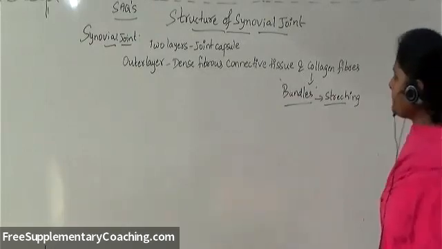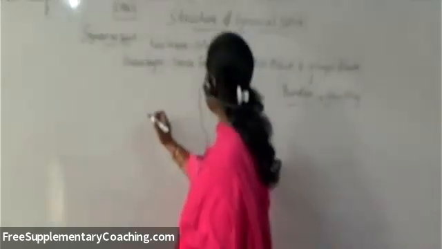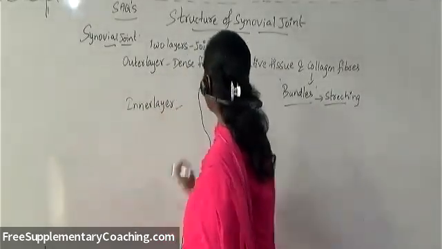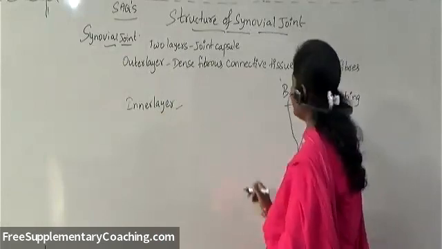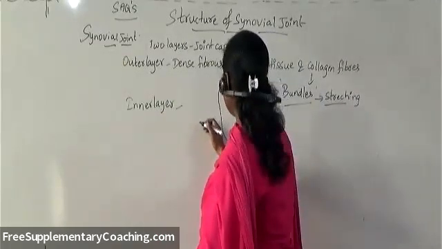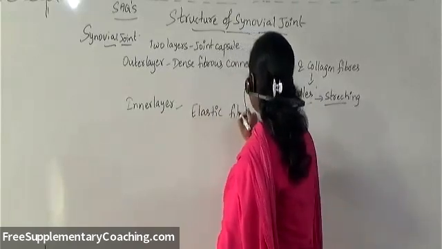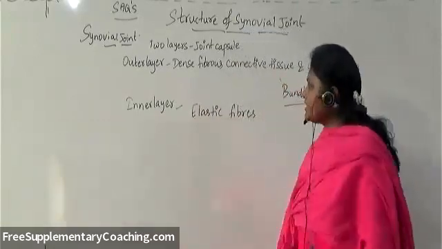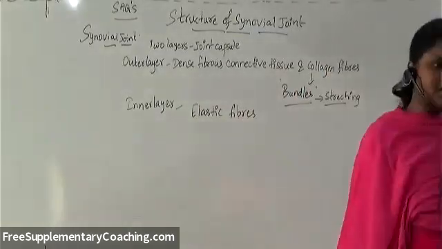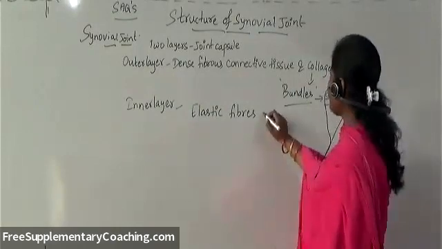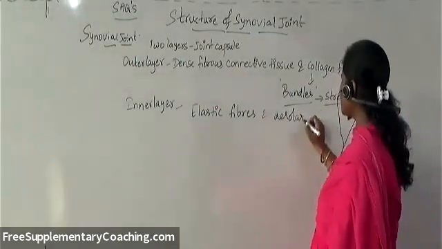And apart from that, the inner layer which is present in the synovial joint, what is it made up of? It is made up of elastic fibers. So in the outer layer, collagen fibers are present, whereas in the inner layer, elastic fibers are present along with areolar tissue.